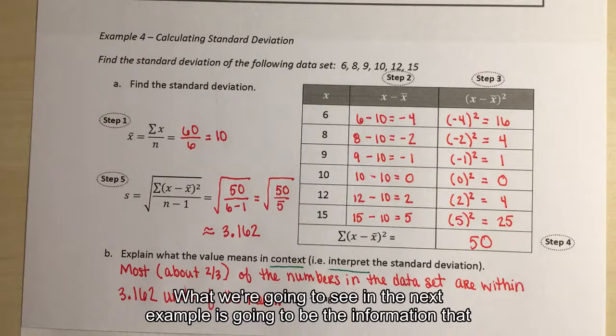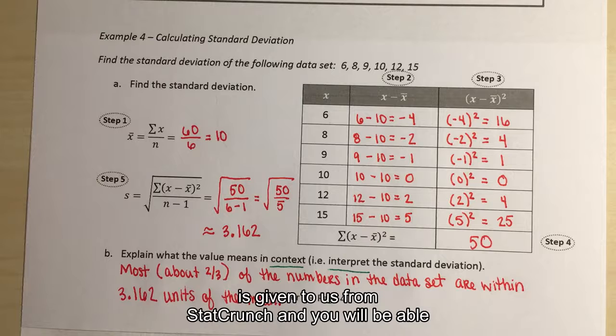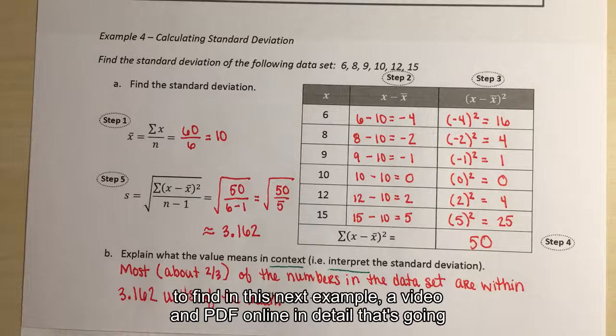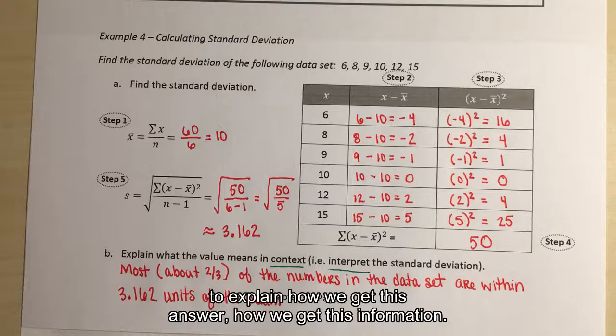And then once we get this result, we go ahead and explain what it means in context. What we're going to see in the next example is going to be the information that is given to us from StatCrunch, and you will be able to find in this next example a video and PDF online in D2L that's going to explain how we get this answer, how we get this information.